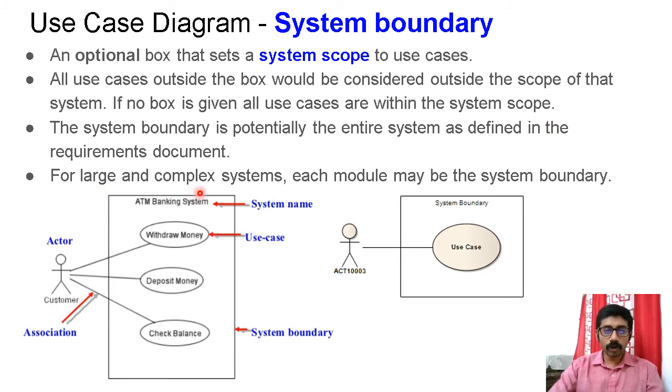The system boundary is potentially the entire system as defined in the requirements document. For a large and complex system, each module may have its own system boundary. See in this example, our ATM banking system, this rectangle represents a system boundary. If we have anything beyond the scope of our system, we should represent such use cases beyond the system boundary. And we need to recollect the point that actor is outside the system boundary.